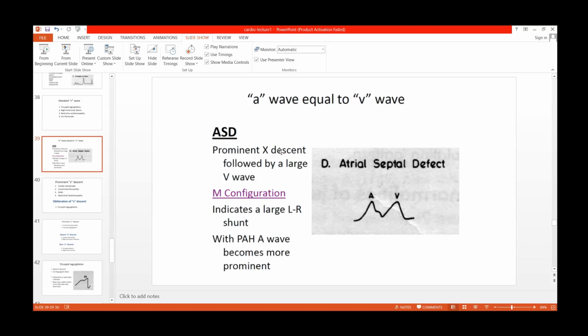So this is the CV wave, and prominent V wave is also seen in some other conditions.